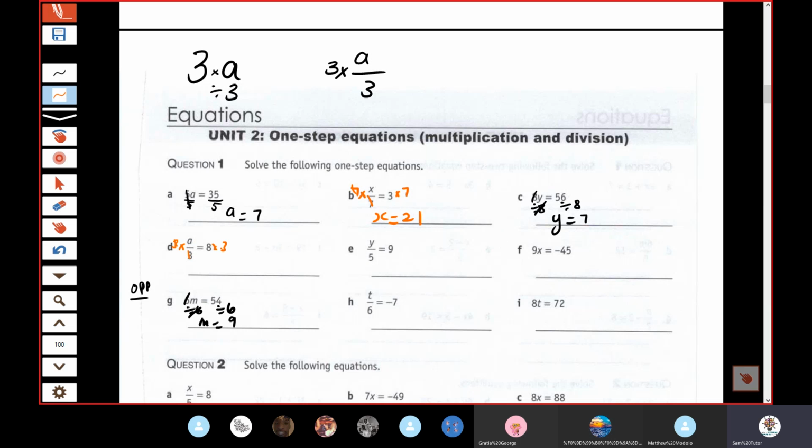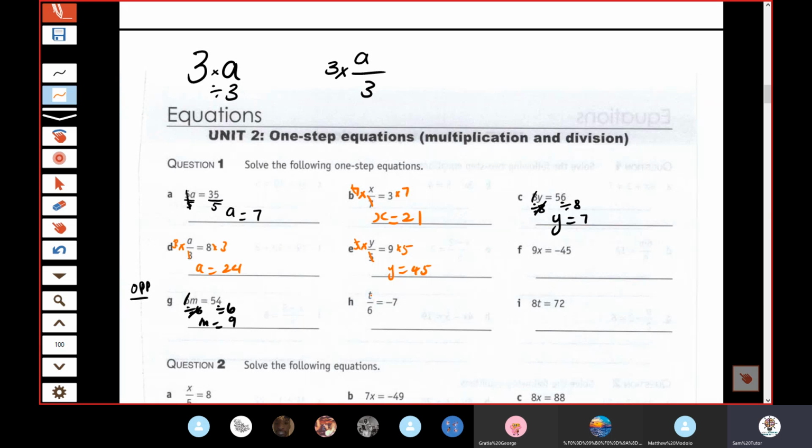Multiplication. Times 3. A equals 24. Divide. 5 times 5 times 5. 45. All right, let's try it now.